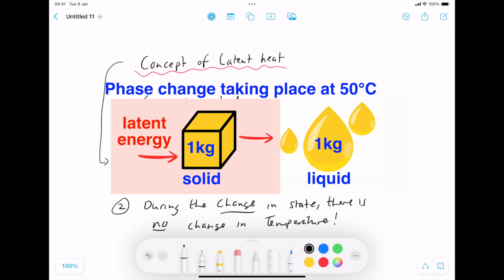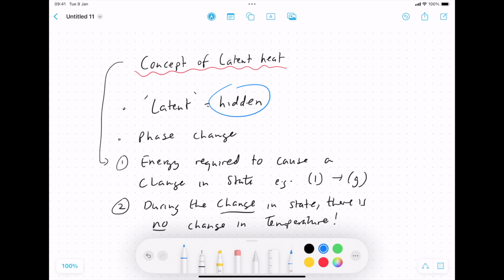So that's why the idea of latent heat is this idea of hidden heat, because we're putting energy into the substance, a change in state is taking place, but the temperature is not changing. So it's sort of that heat is hidden. Actually, what is happening to that energy that's going in? Why doesn't the temperature change during the change in state? And the answer is this. So let's pose that as a question so you can write this down as a note. So why doesn't the temperature change? And the answer is simple.